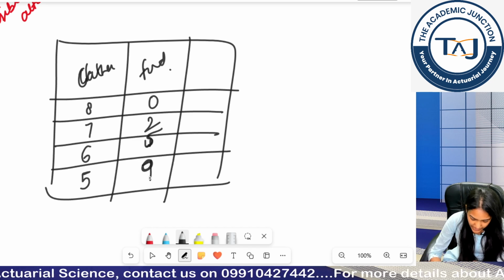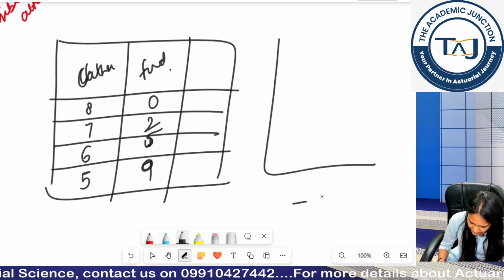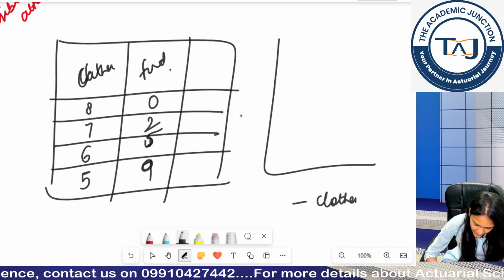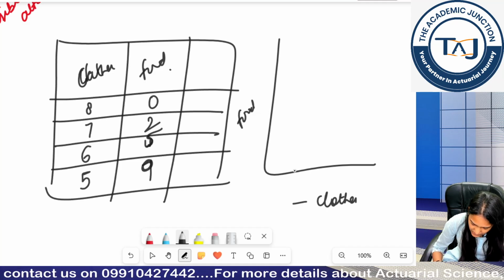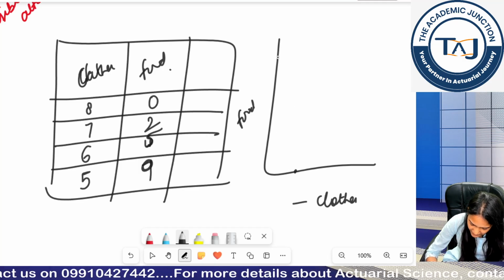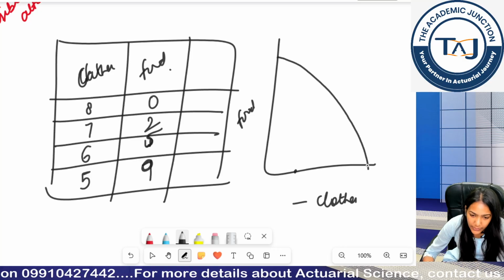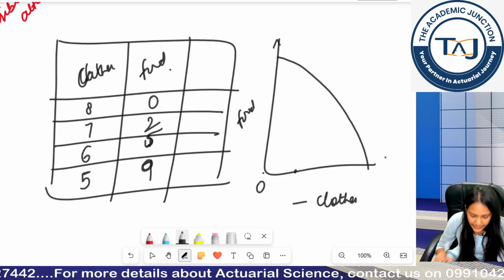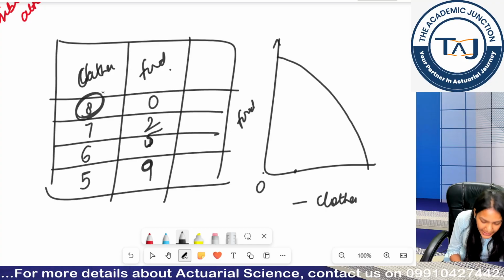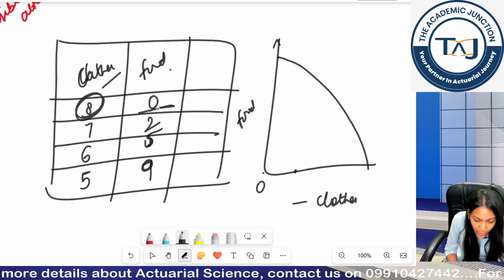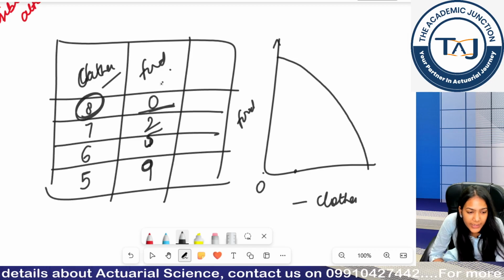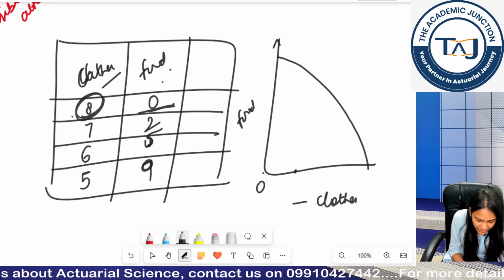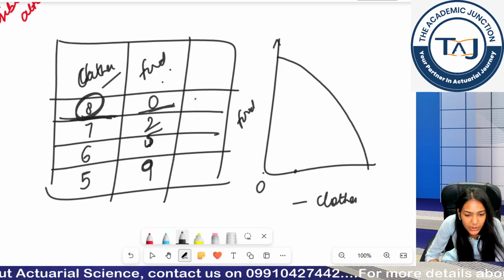Now, if I plot this, and say cloth is here and food is here, my points will be plotted somewhere like this. This is my PPC plotted. This means when I am producing 8 units of clothes, I am not producing any units of food, because I only have resources which can give me 8 units of cloth.